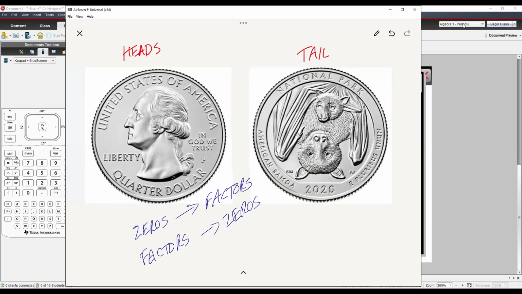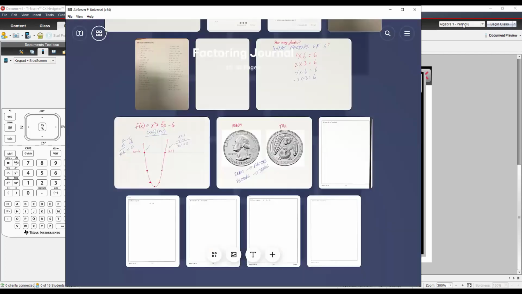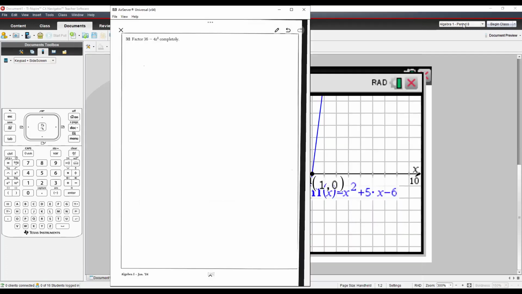So now, let's go to an actual question. This one came from a Regents exam, the one that was given this year. They said factor 36 minus 4x squared. So what we're going to do is we're going to make this into a function, and then we're going to graph it.